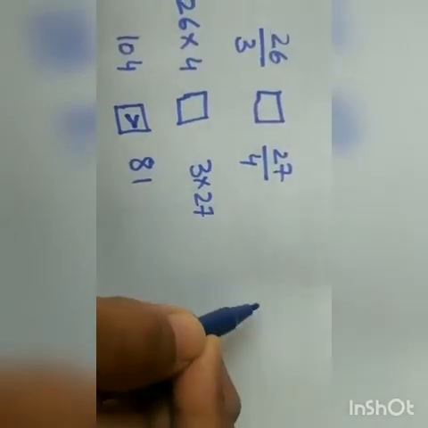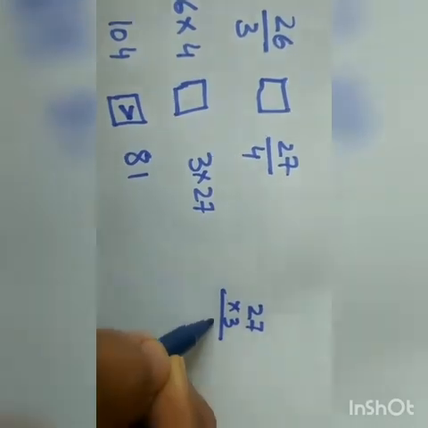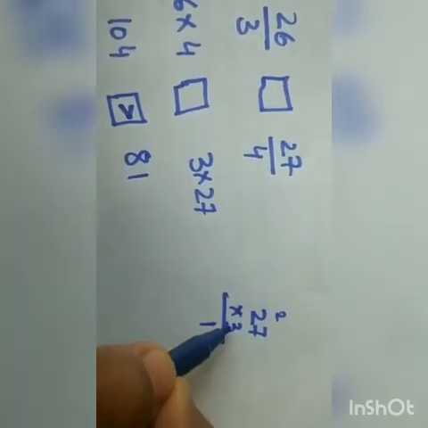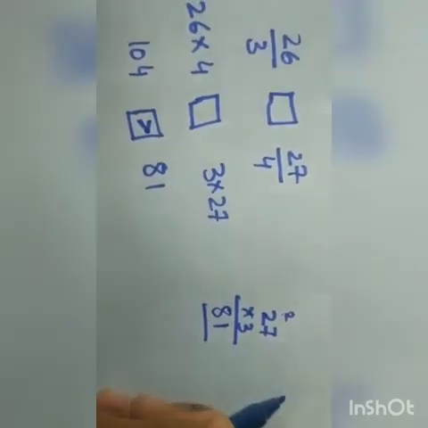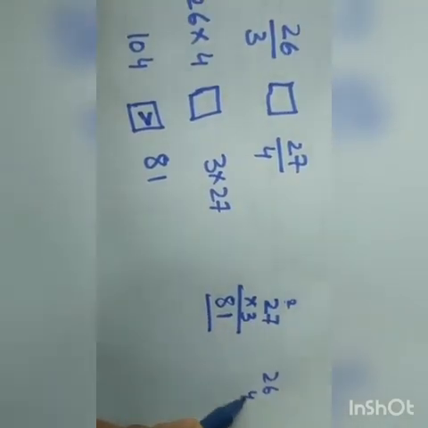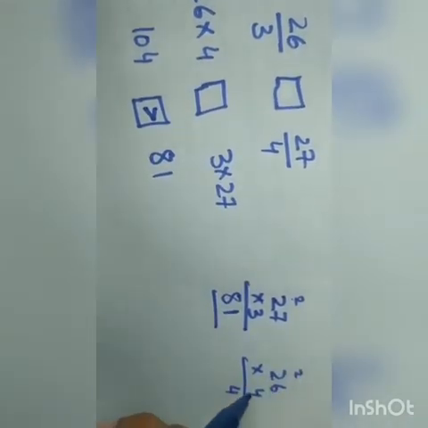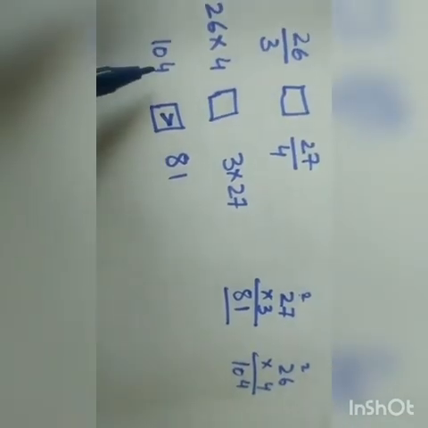Alright, we can check by multiplying 27 by 3. 3 7s are 21, 1 will come here, 2 will be carried. 3 2s are 6 plus 2 is 8. Alright, this is 81. Now we will multiply 26 by 4. 6 4s are 24, 2 will be carried. 2 4s are 8 plus 2 is 10. It means 104 will come. Alright, now the remaining two parts you will do by yourself. Thank you.